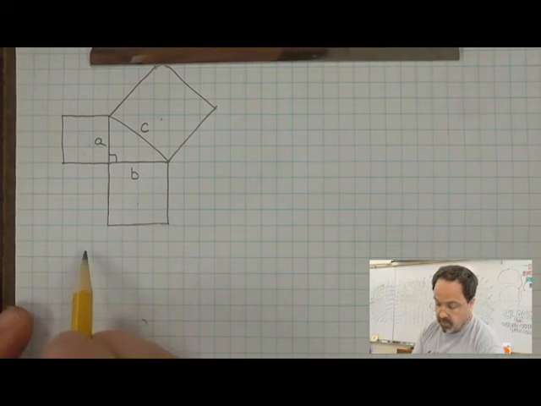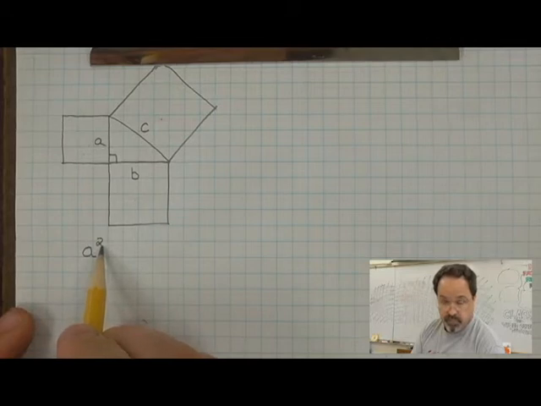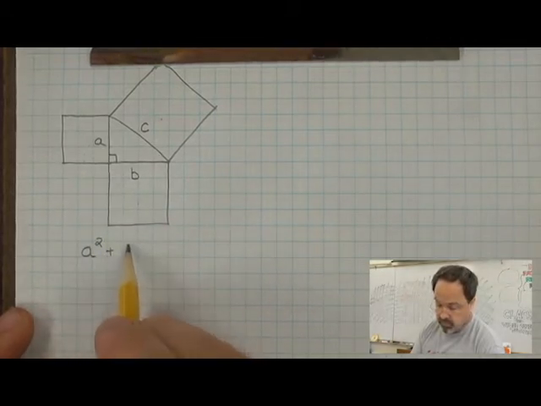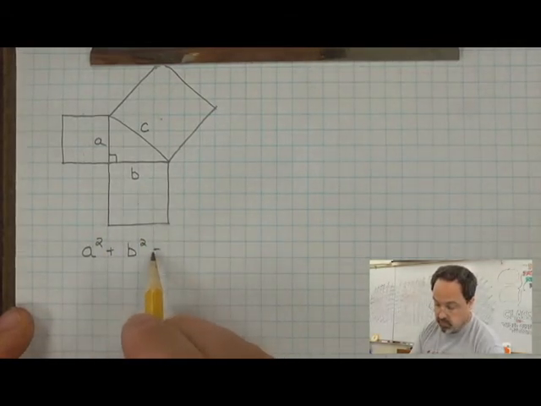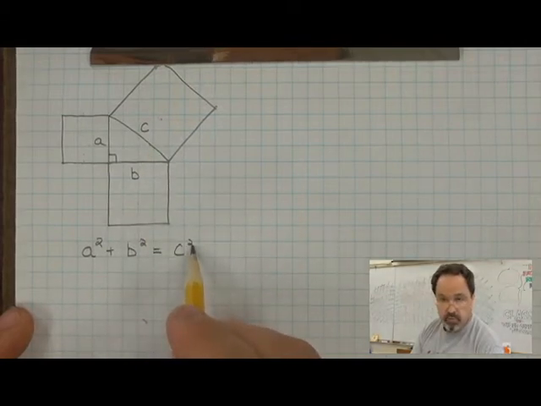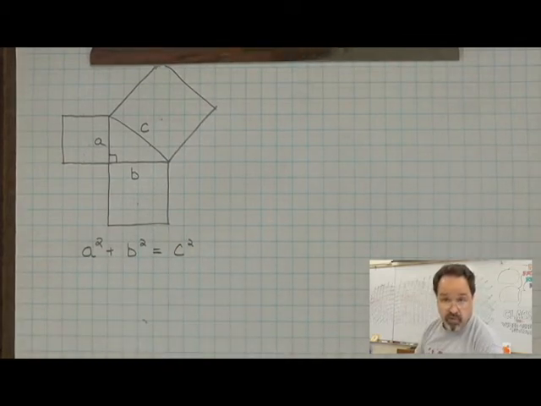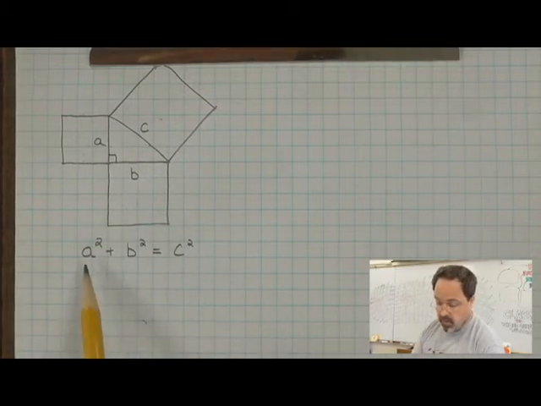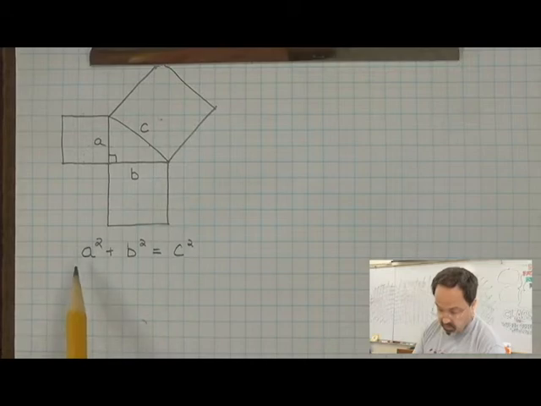We can write that mathematically. Side length A squared to find its area, plus side length B squared to find this area, is equal to the hypotenuse, side length C, squared. This algebraic expression here, where A, B, and C are all side lengths of a right triangle, is the Pythagorean theorem. And it must be that A and B are the legs, and the one that's by itself must always be the hypotenuse to set it up correctly.